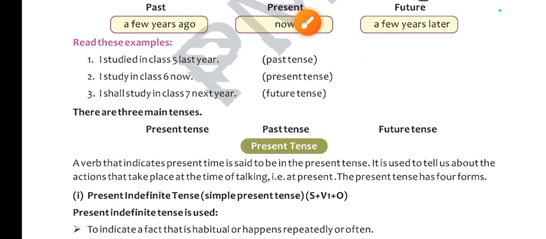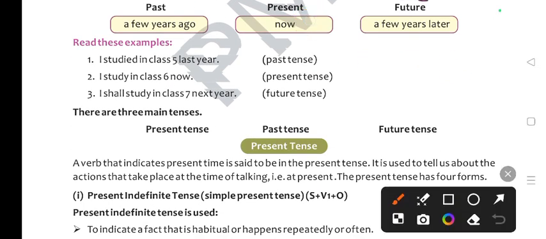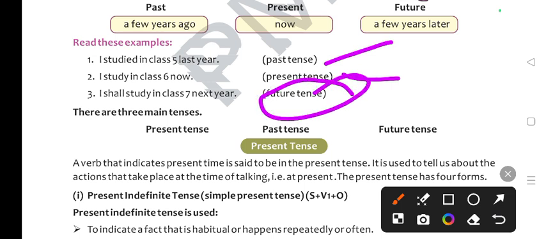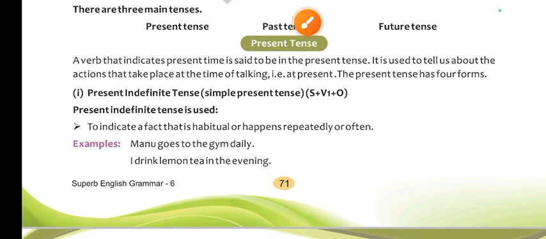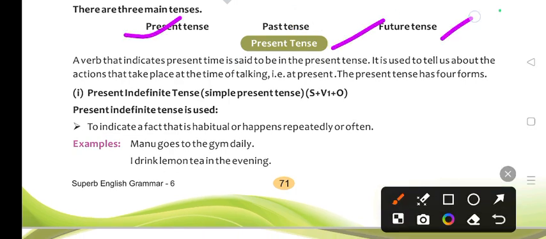So read these examples. I studied in class 5 last year means the time has passed. You were in class 5th last year. I study in class 6 now. It means in present you are studying in class 6. I shall study in class 7 next year. It's a future tense, right? So there are three main tenses: present tense, past tense and future tense.